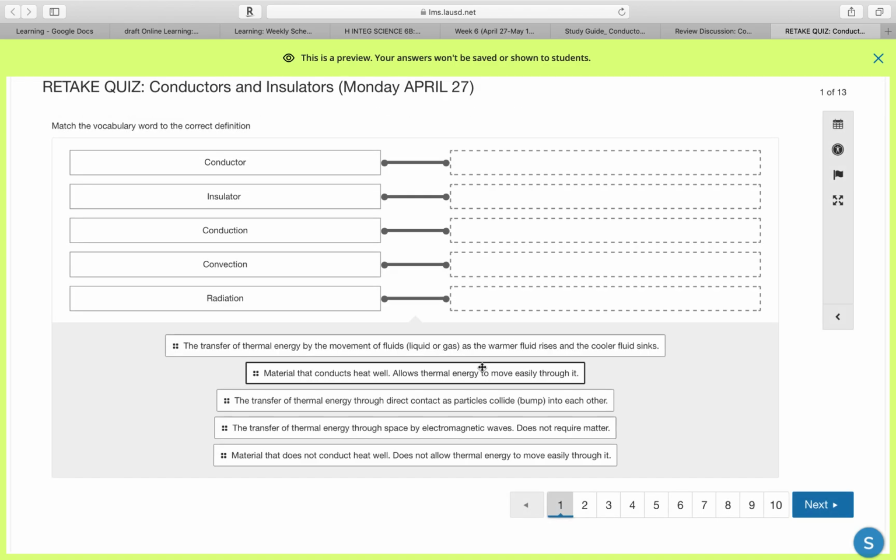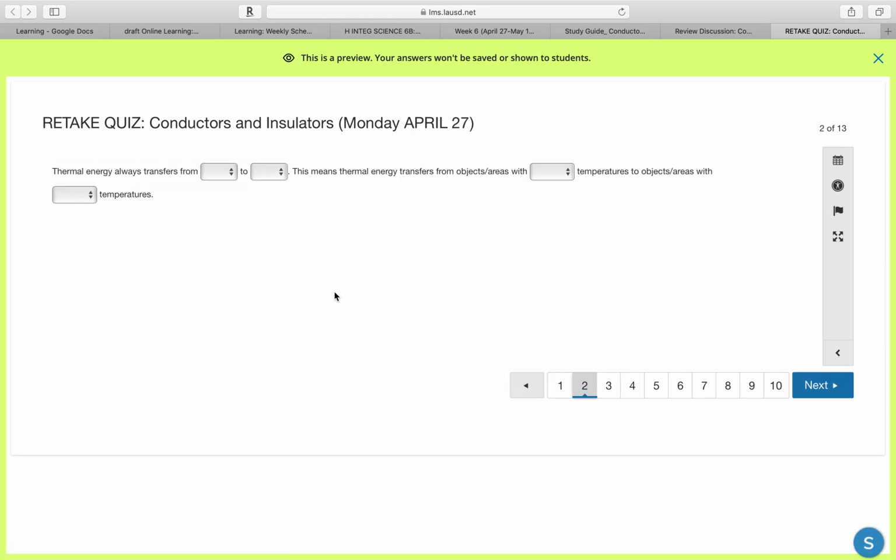So the first question I'll go over is number 2. Number 2, I just went over it. Thermal energy transfers from hot to cold. This means thermal energy transfers from objects with blank temperatures. So if it's going from hot to cold, that means the first object has to have a high temperature, because if it's hot, it has a high temperature, to objects with lower temperatures.